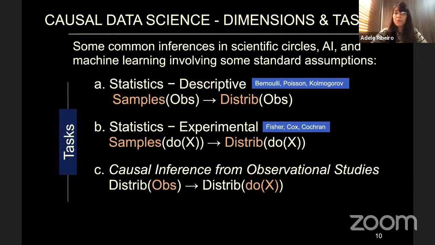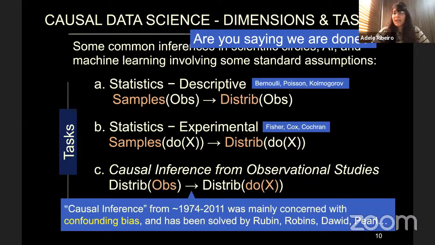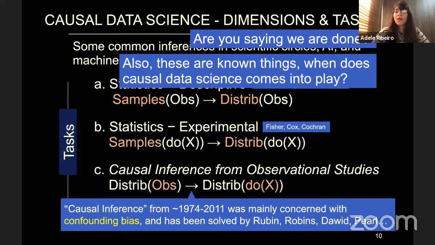This has been studied since 1974, and I say here until 2011, because this has been solved. This was mainly concerned about confounding bias. So how can we remove the confounding bias from the observational data to have the information as if we had conducted the experiment? And this is mostly by Rubin, Robins, Dawid, and also by Pearl. So what you ask me now, what are you saying? Are we done? So all these are known things. When does causal data science come into play?